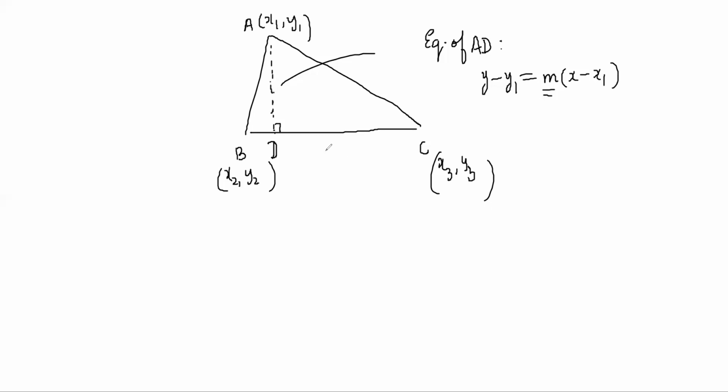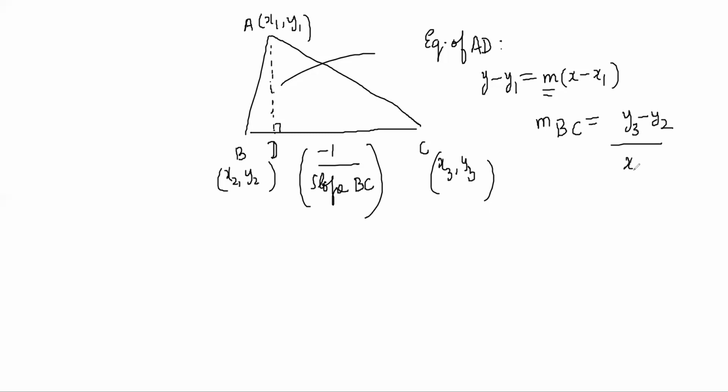The slope of AD is equal to minus 1 by the slope of BC, right? Because it's perpendicular. Makes sense. So the slope of BC, m for BC, is equal to y3 minus y2 by x3 minus x2. So m of AD will be equal to minus 1 by that, which is x2 minus x3 by y3 minus y2.